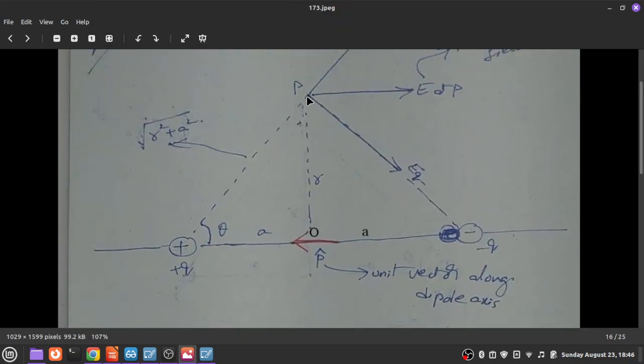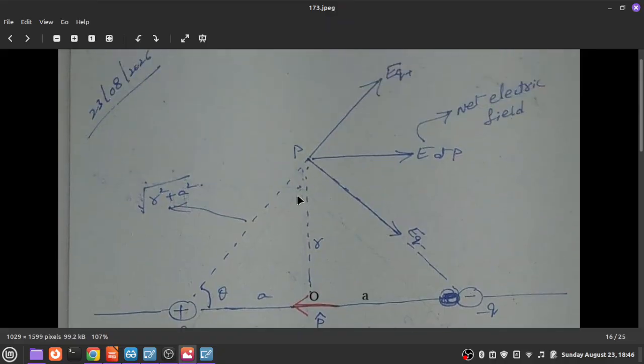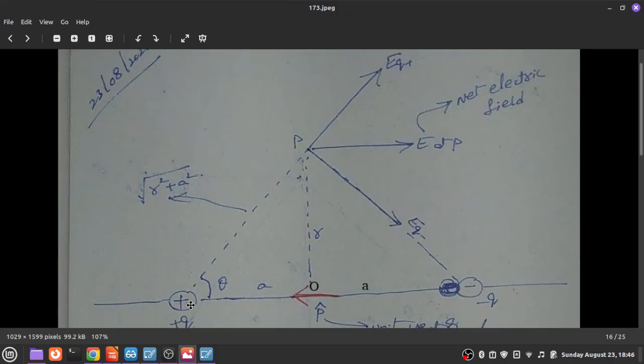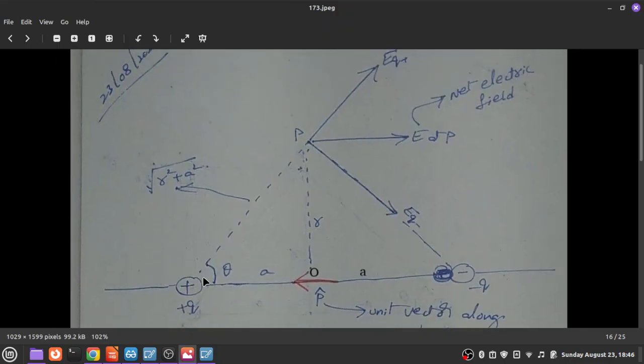Okay, this is the point P lying on the equatorial plane. At this point P, the positive charge +Q will produce an electric field along the line joining P and the positive charge. Similarly, at point P, the negative charge will produce an electric field along the line joining them, but towards the negative charge. That is why E_Q minus bar is shown here.